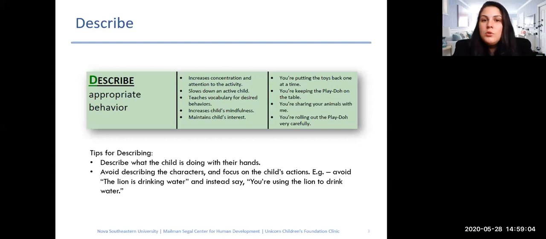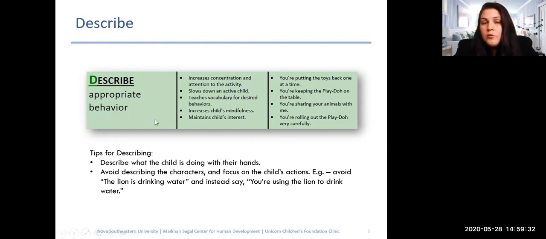It also slows down the active child. So this can be a child who has a hard time staying seated. If we're describing what they're doing with their hands, they might be more likely to continue to engage it and reduce that activity level even further. It teaches vocabulary for desired behaviors, right? Again, how do children know what we like to see from them? When we're describing the appropriate behavior, we're letting them know. And this can be used in conjunction with praise.